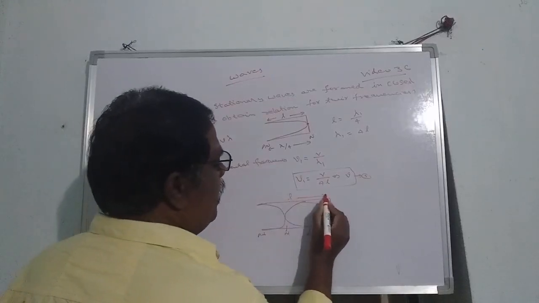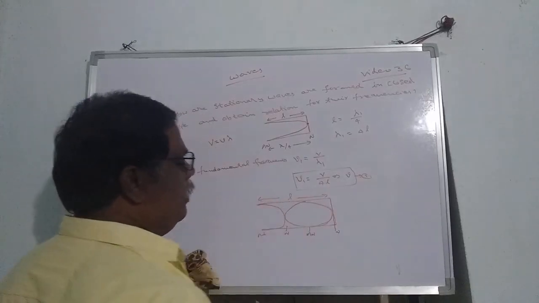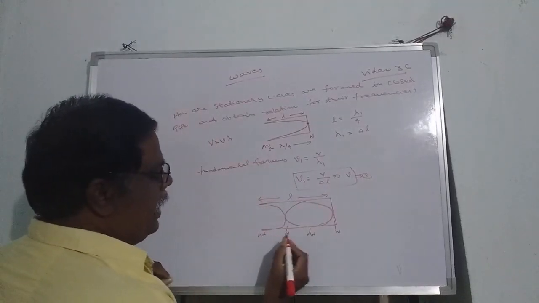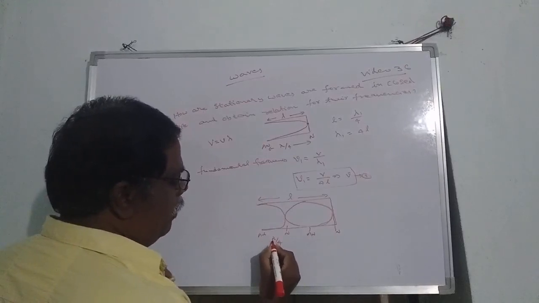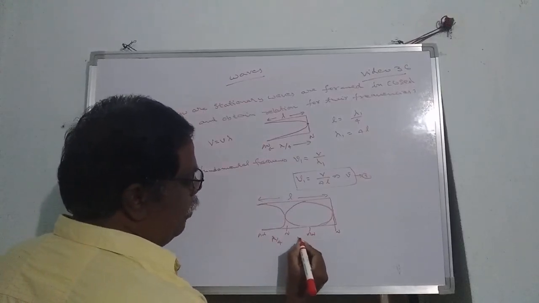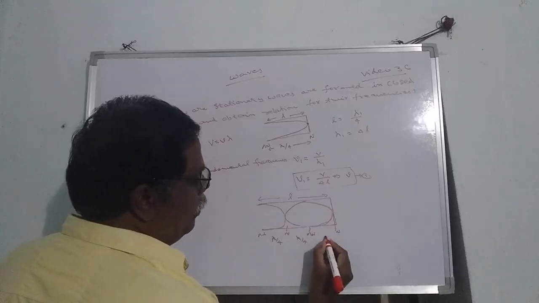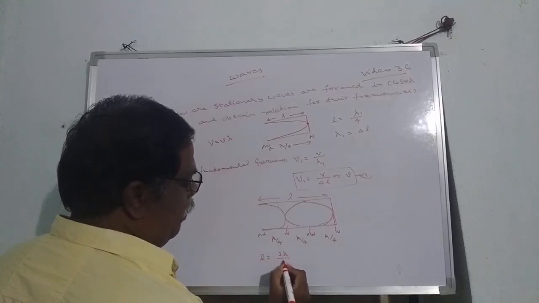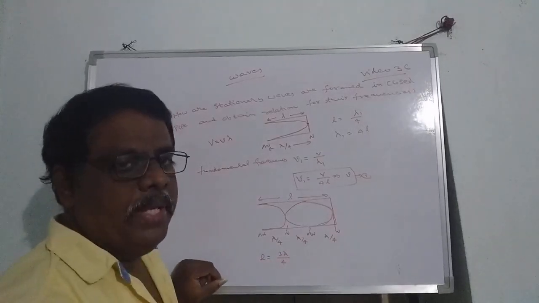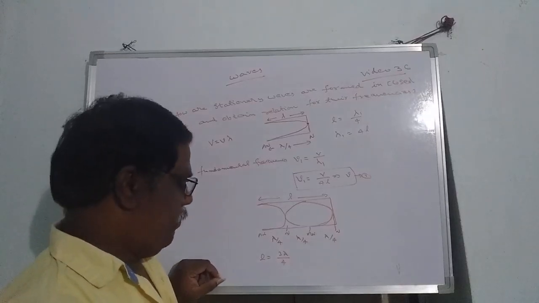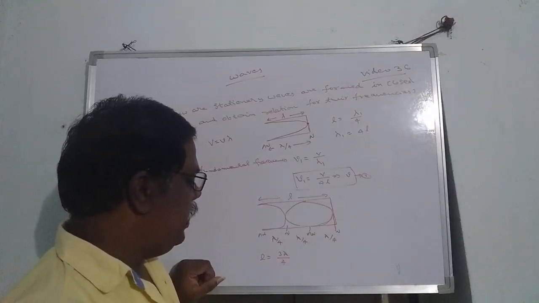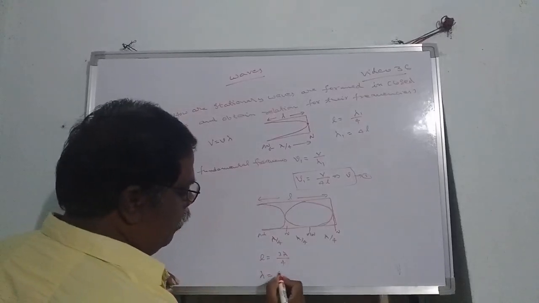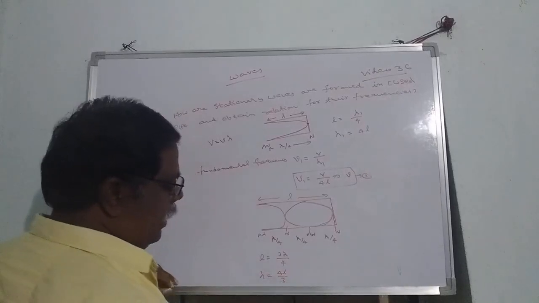The length of the pipe is L. We know the distance between an antinode and a node is lambda by 4. Again node to antinode is lambda by 4, antinode to node again lambda by 4. Therefore L is equal to 3 lambda by 4. That means the length of the pipe is three-fourths of the wavelength of the stationary wave. So lambda is equal to 4L by 3.